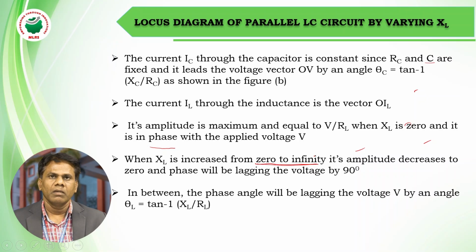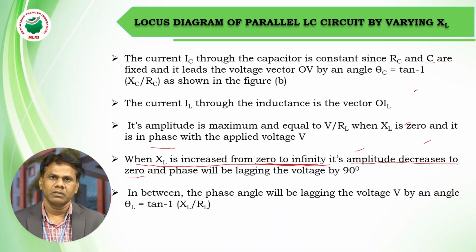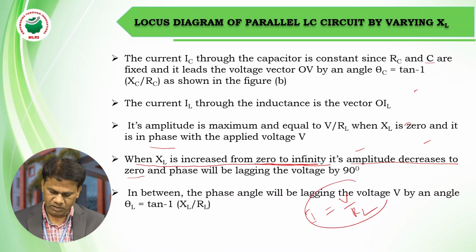By continuing to increase the XL value from 0 to infinity, what happens? What about the magnitude of the current? When we are increasing the XL value from 0 to infinity, the amplitude decreases to 0. The amplitude of the current is maximum, V by RL, when XL is equal to 0. So the current decreases from the maximum value to 0 when XL increases from 0 to infinity.